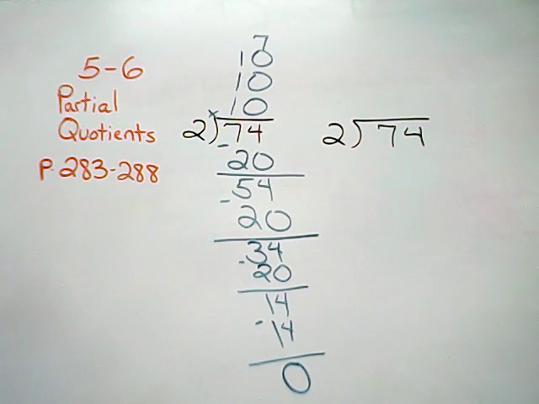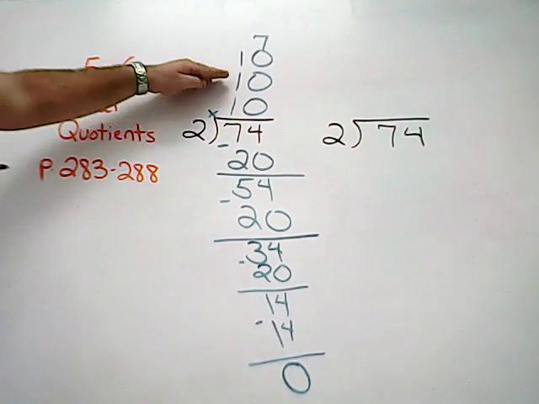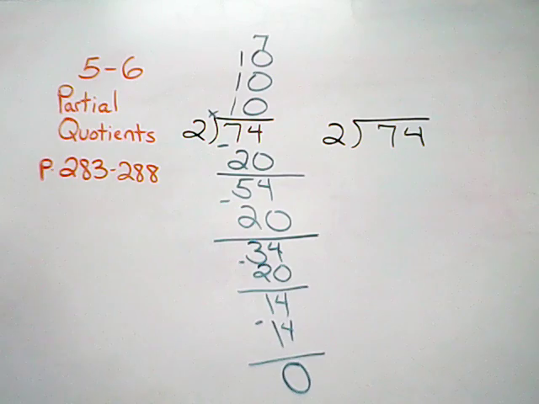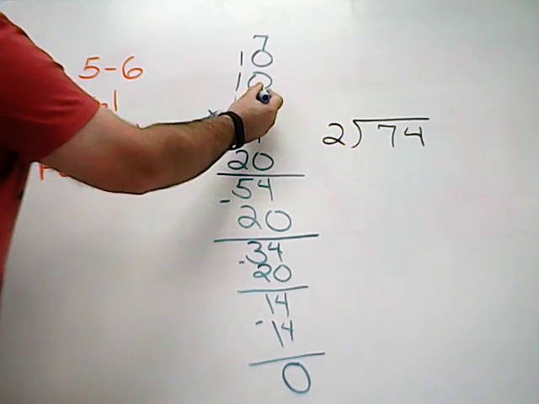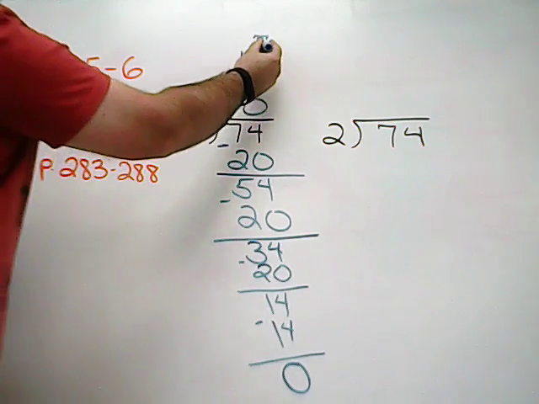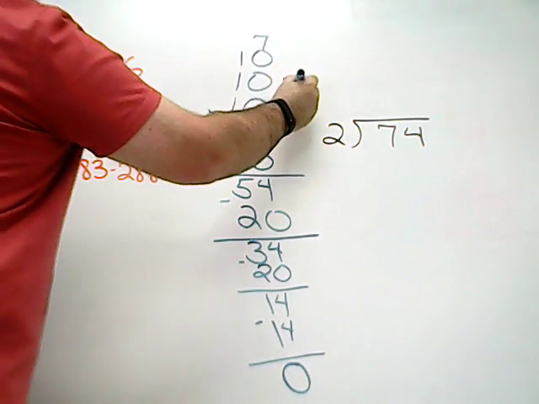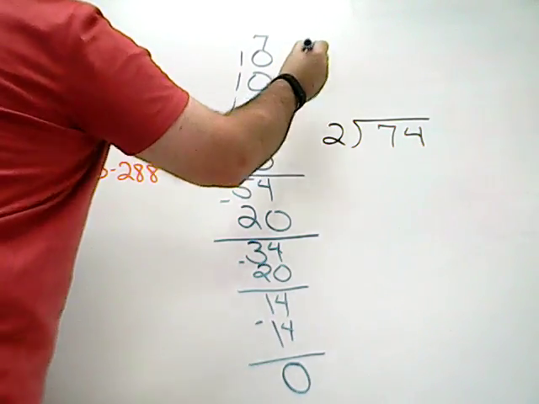You're 98% of the way finished. Just like we did with multiplication, adding our partial products, we have to add all of our partial quotients here to get our final quotient. And when you do that, 10 plus 10 plus 10 plus 7 is going to get you a final quotient of 37.